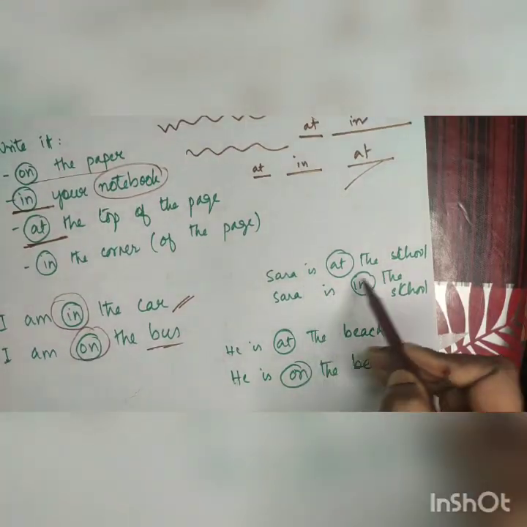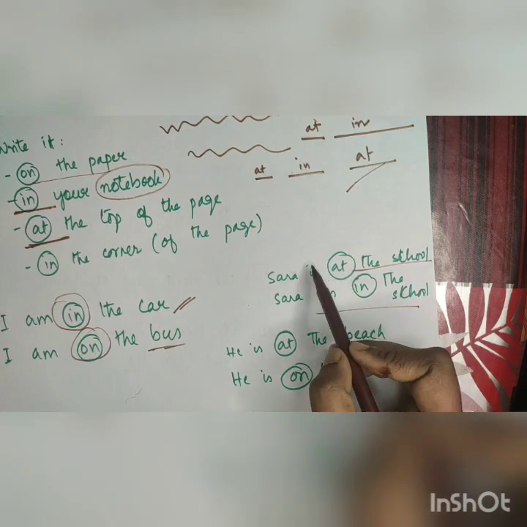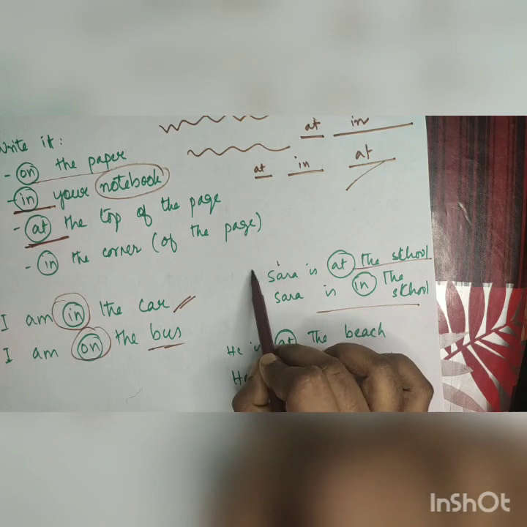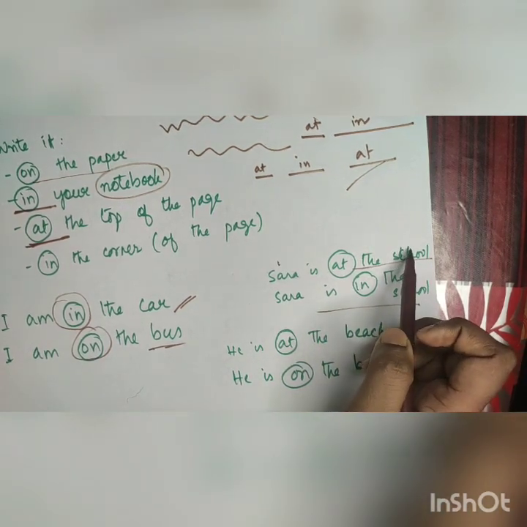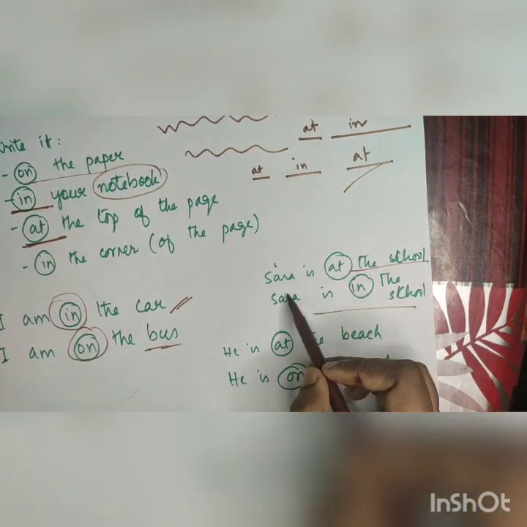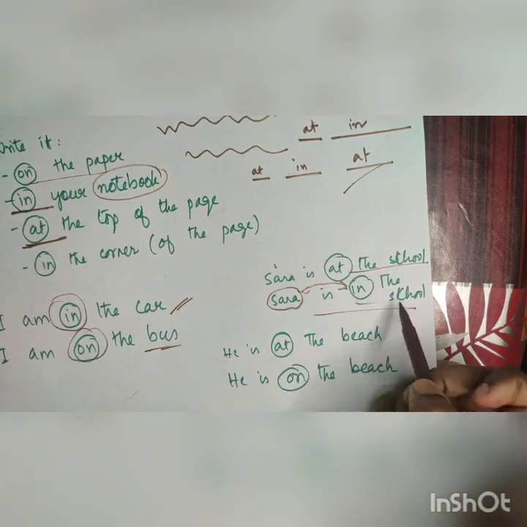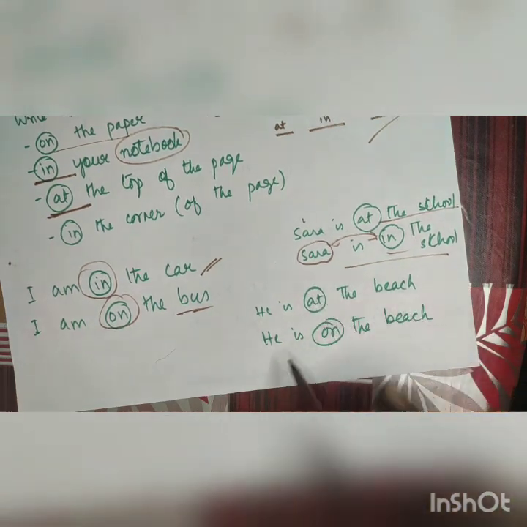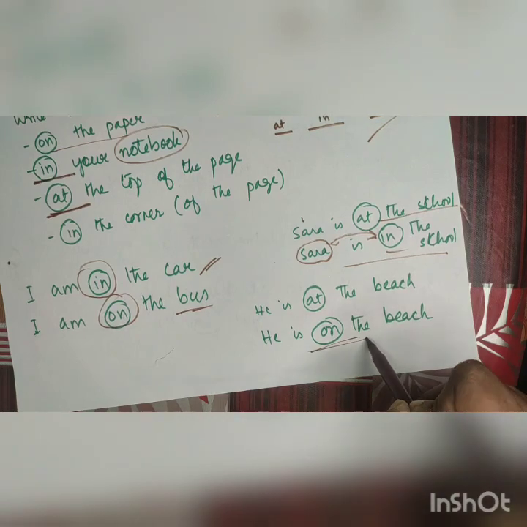She is at the school, she is in the school. Or Sarah is at the school. At the school means she can be a teacher, she can be a parent, she can be a local person. She is at the school, standing. It may be inside the classroom, on the playground, near the office, anywhere. Sarah is in the school means Sarah is a student there. She is studying inside the classroom in the school. He is at the beach, meaning he can be anywhere on the beach. He is on the beach, meaning he is lying on the sands of the beach.